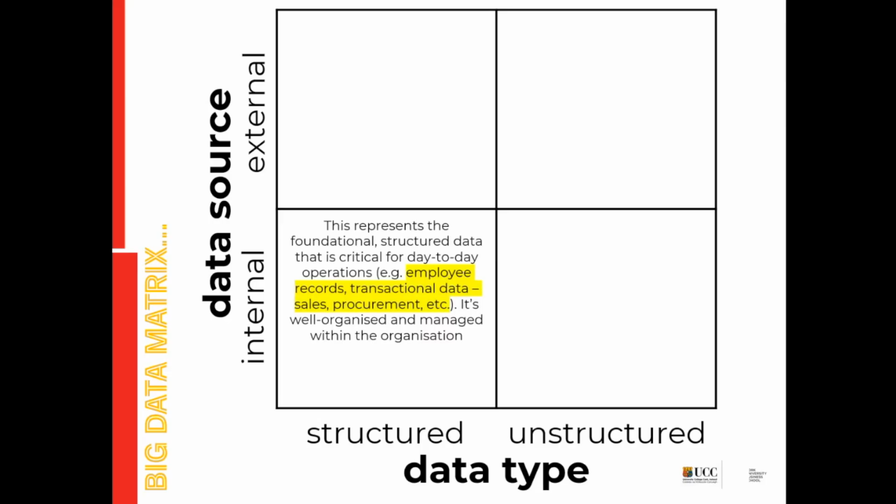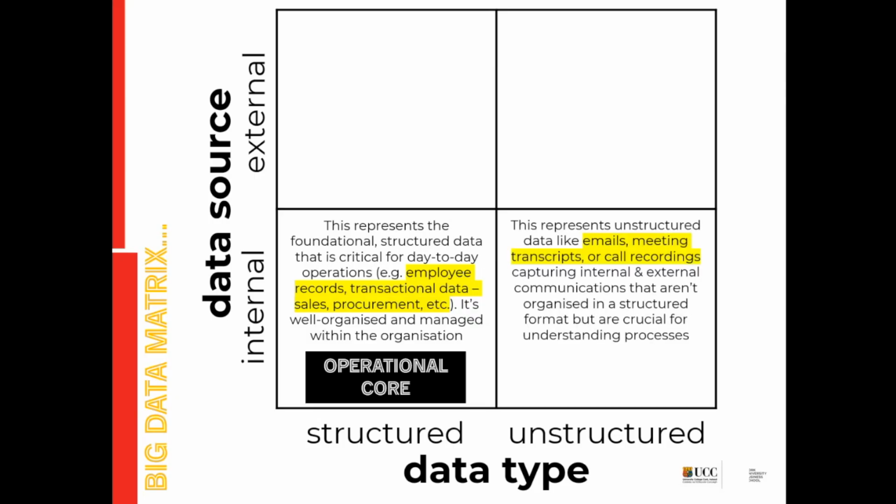We can see here that in the structured internal quadrant, we're probably talking about data that is very much the operational core. It is perhaps the data we are most synonymous with hearing about within the traditional organizational structure and traditional information systems. When we think about the unstructured internal data, we're probably thinking about all of this data that is not primed for easy analysis and hasn't been historically. Perhaps an awful lot of this is text-based. And again, we're seeing a quadrant here that we might refer to as hidden insights.